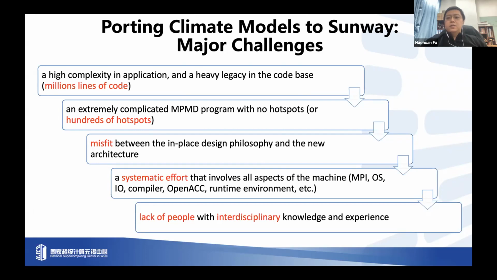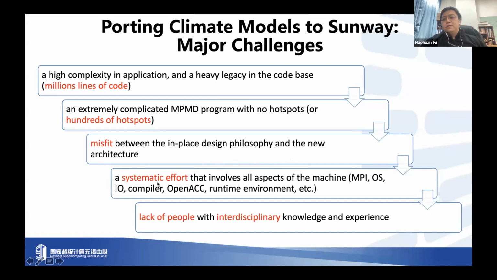Some of the programs that people are using might be written like, say, 10 or 20 years ago. So it's a very complex code that you need to port to a new architecture. And then if you look at the code, usually it's multiple MPI programs that you need to couple together. And obviously, most of the kernels, most of the compute intensive parts are designed and optimized for the previous architectures, not for the new ones that you want to be using. So there's this misfit between the design philosophy and the new hardware architecture you want to port this code to.